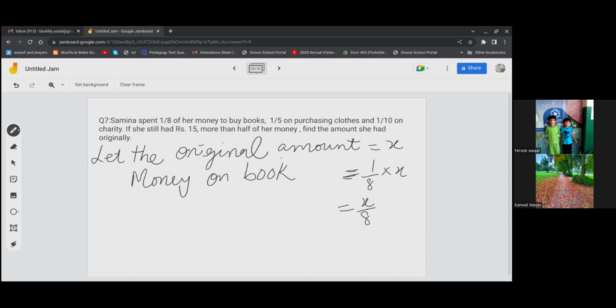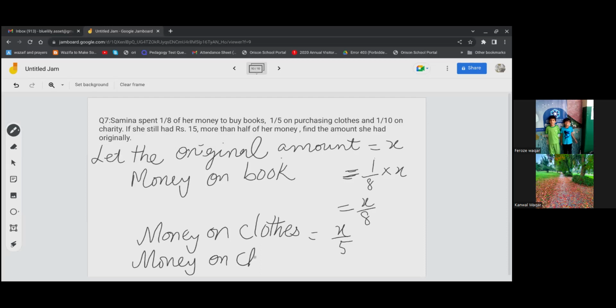Next, money spent on clothes will be x/5. Then money spent on charity will be x/10.